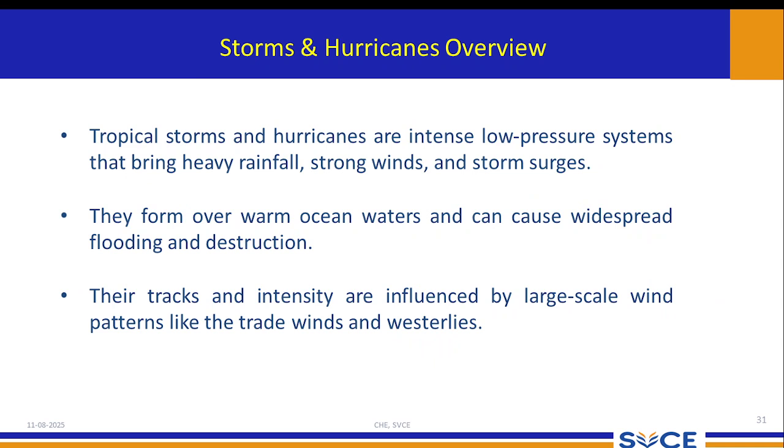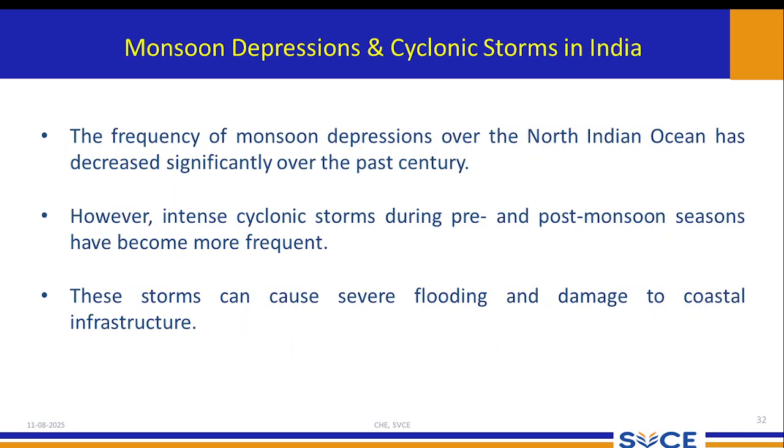Tropical storms and hurricanes overview. Tropical storms and hurricanes are intense low pressure systems that bring heavy rainfall, strong winds, and storm surges. Hurricanes are usually common in the Americas, not here. You are supposed to know the difference between hurricanes and cyclones. They form over warm ocean waters and can cause widespread flooding and destruction. Their tracks and intensity are influenced by large-scale wind patterns like the trade winds and westerlies.